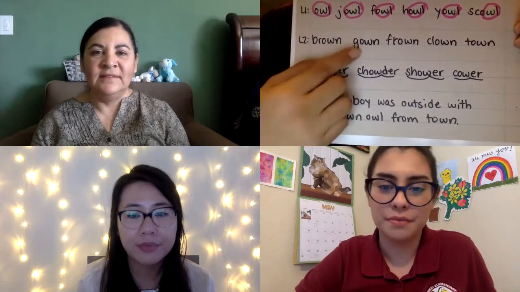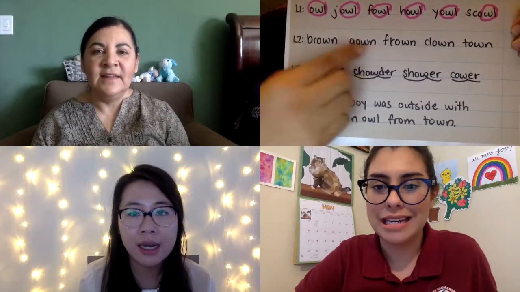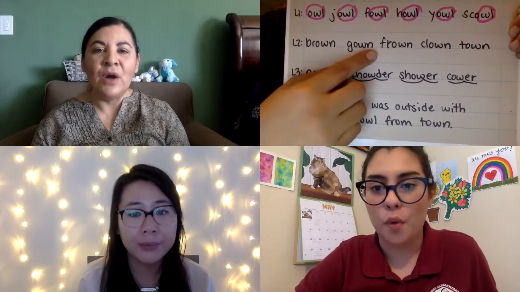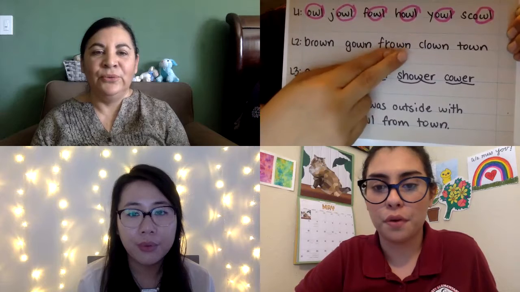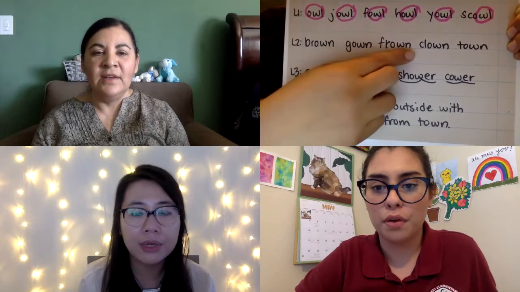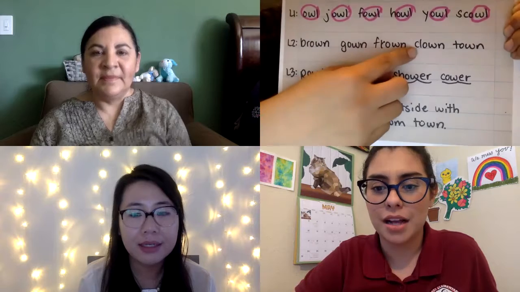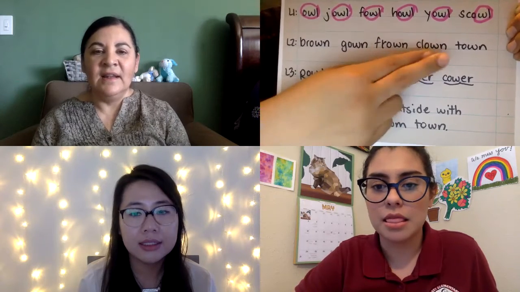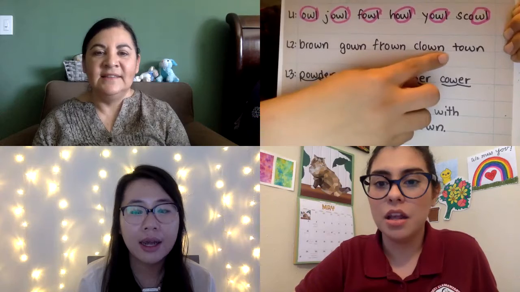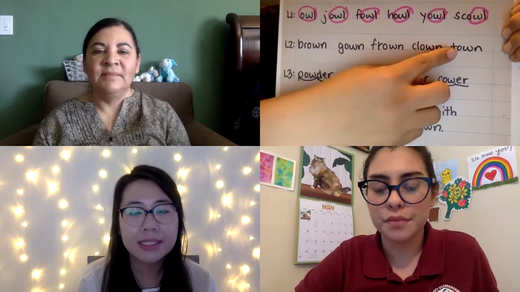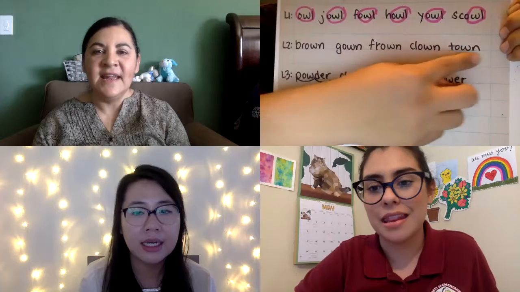Brown. Very nice. Sound. Good. Sound. Ow. Sound. Mm. Blend it. Gown. Next one. Sound. Brr. Sound. Ow. Sound. Mm. Blend it. Brown. Sound. Sound. Ow. Sound. Mm. Blend it. Brown. Sound. Ow. Sound. Mm. Blend it.